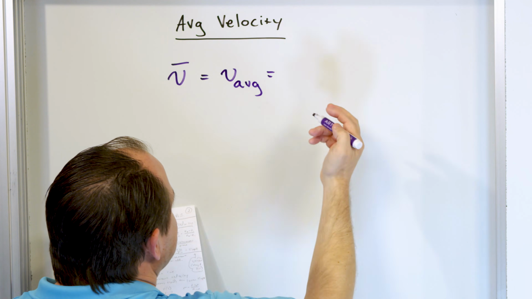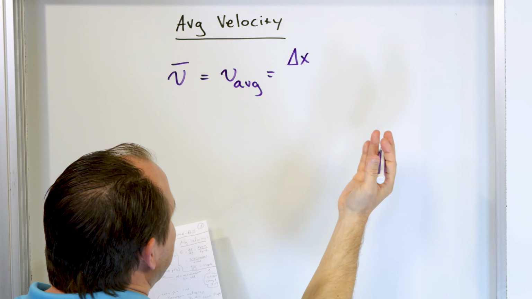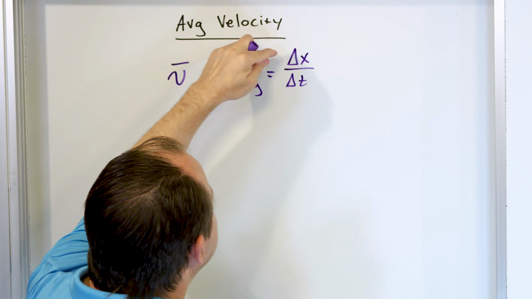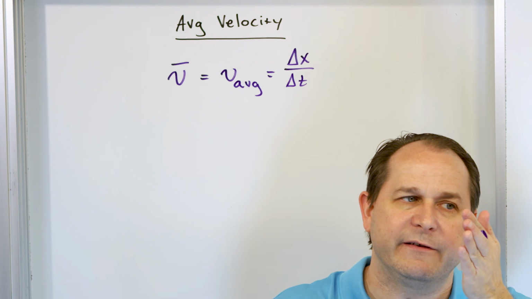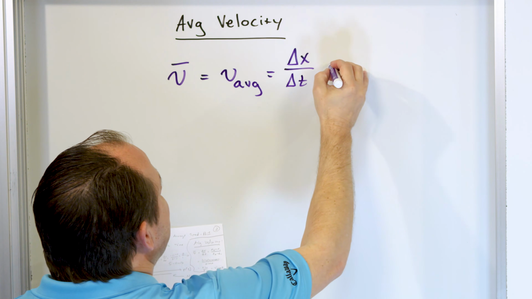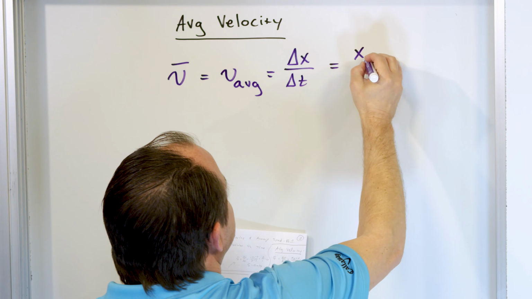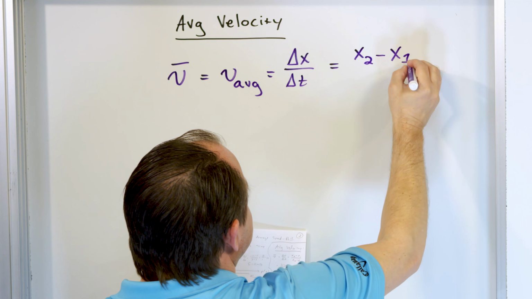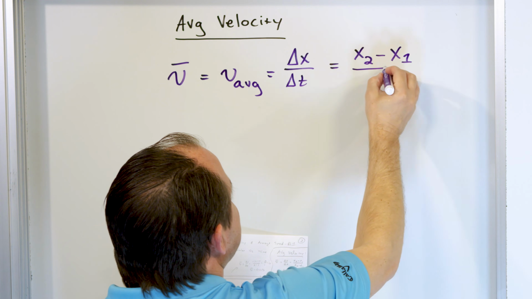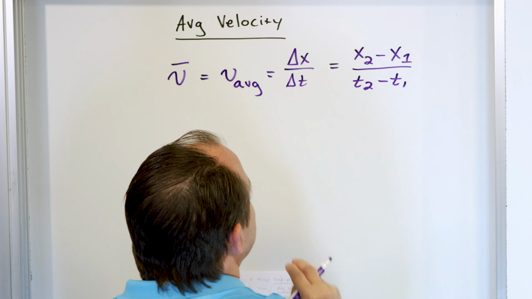Now, in shorthand notation, we say that it's equal to delta x, the change in the x position, how far it moved, the distance, divided by the change in the time that's elapsed. These triangles, remember, mean change. So it means change in the position divided by change in the time, right? We already learned in the last lesson what delta x is. That's the displacement. It's the final position minus the initial position. That's the subtraction of the two positions, divided by the change in the time, which is the final time minus the initial time.